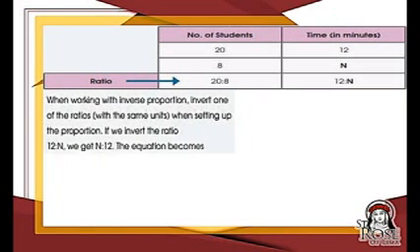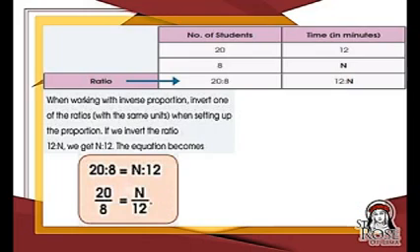When working with inverse proportion, invert one of the ratios with the same units when setting up the proportion. If we invert the ratio 12:n, we get n:12. So the equation becomes 20:8 is equal to n:12. And now we can have it in fractions as 20/8 is equal to n/12.